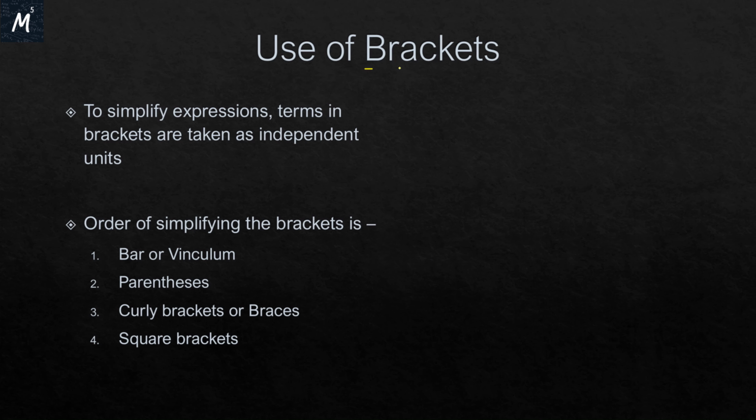Sometimes in simplification questions, we have got brackets also, and brackets also have an order to be followed. We solve the bar first, which is also called the vinculum. So let's say 4 minus 1 written in a bar. It will look like this in the question. And if we have got parentheses, parentheses are basically the small brackets. So 4 minus 1 written in parentheses. This is the sign for curly bracket. So 4 minus 1 in the curly bracket, and square bracket is this one.